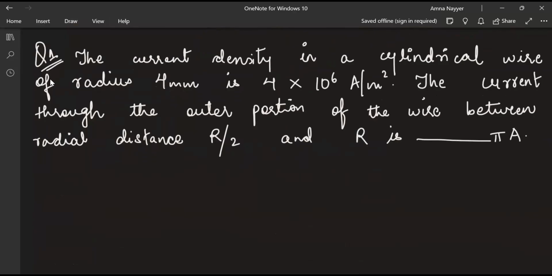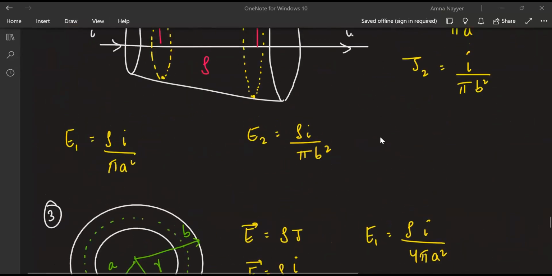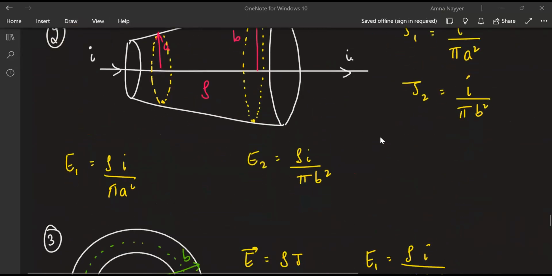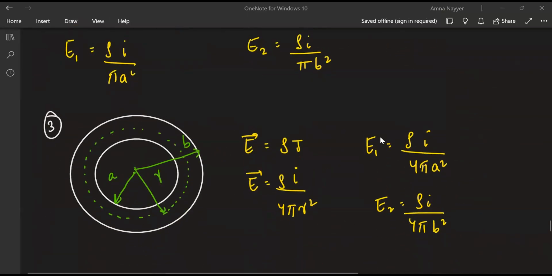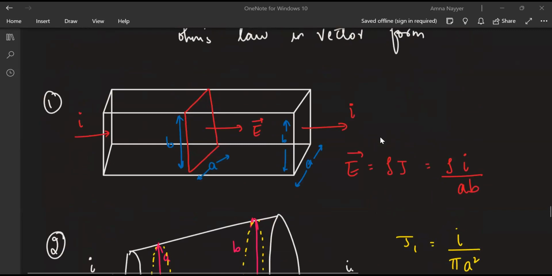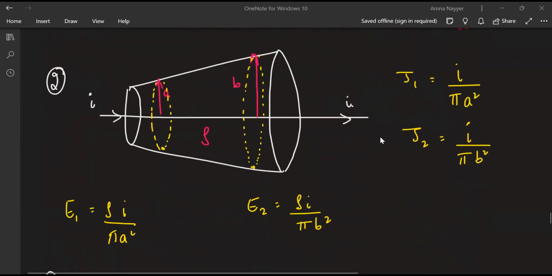See, class, this question says the current density in a cylindrical wire of radius 4 millimeter is 4 into 10 to the power 6. The current through the outer portion of the wire between the radial distance r by 2 and r is. So can any one of you tell me, out of the three cases that we did, is it matching with anyone? Or is this some independent case?